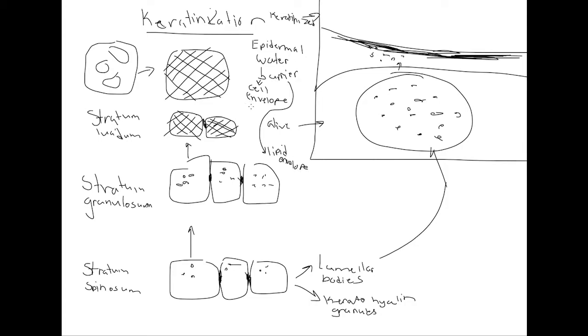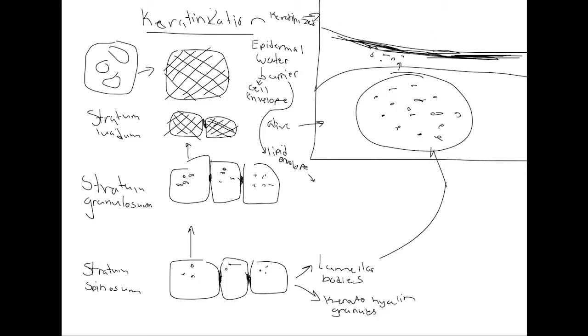And your cell envelope is going to mainly consist of structural proteins. So those are proteins that are going to provide structure to your skin, right? To wherever they are. And your lipid envelope is going to be made of mostly lipids. And your lamellar bodies actually contribute to that lipid envelope.